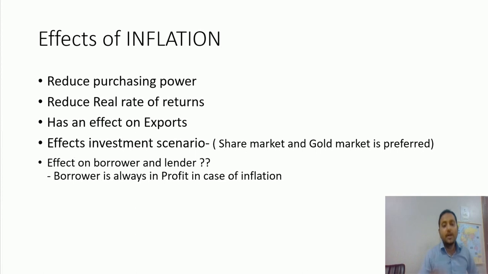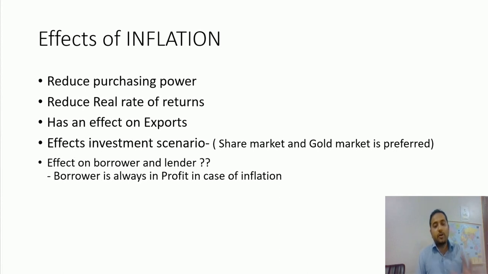Okay. Now it has an effect on exports as well. Why? How? Because I am producing some items and exporting them to a foreign country. But if prices are increasing here, the cost of production will increase and the price of the final product, that is the selling price, will increase. And in the international market, I have to compete with other products as well, but the prices of my product will be high, so it will have an effect on exports also.